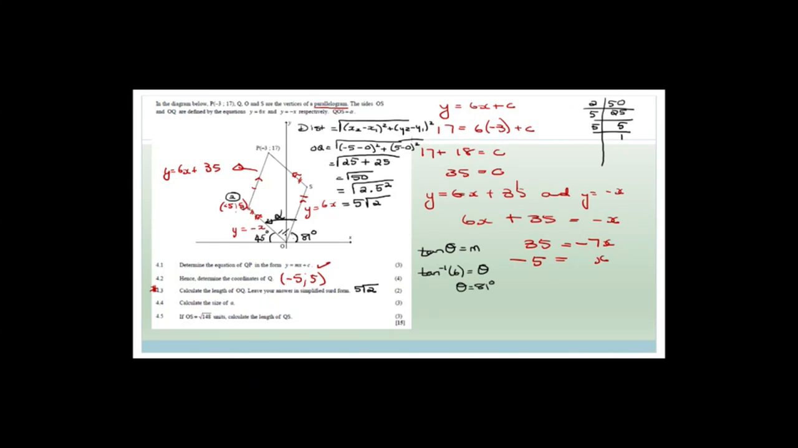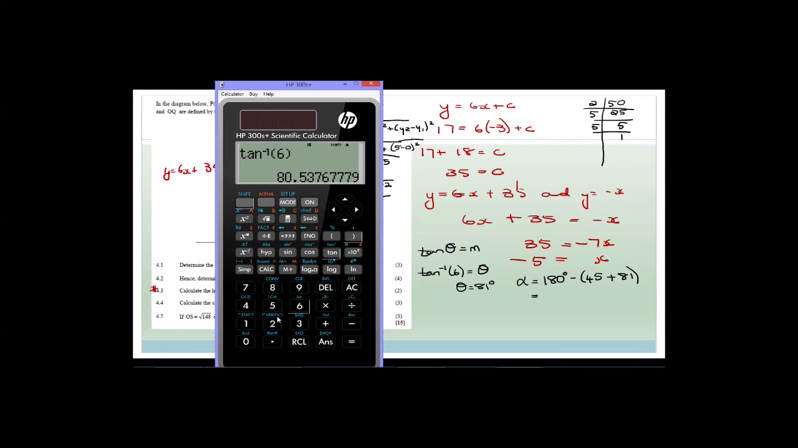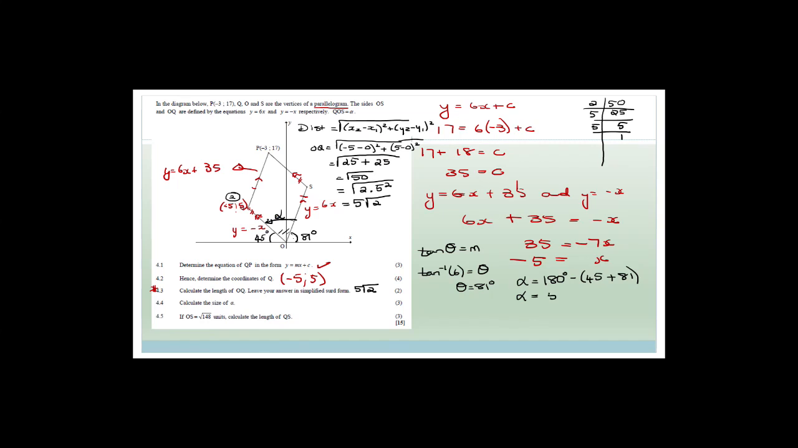So therefore alpha is going to be 180 degrees minus (45 plus 81). Again, we just need to get our calculator and go 180 minus bracket 45 plus 81, close bracket, equals 54 degrees. So alpha is equal to 54 degrees. So there we go, this is 54 degrees.